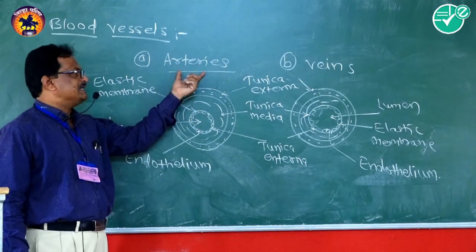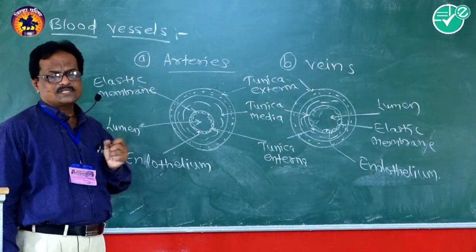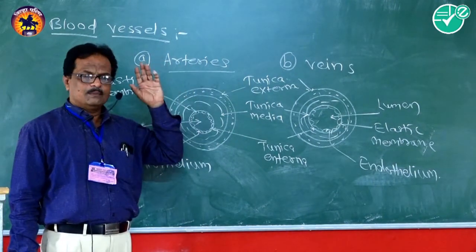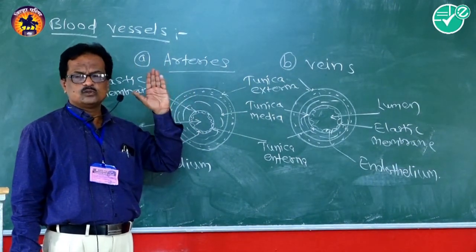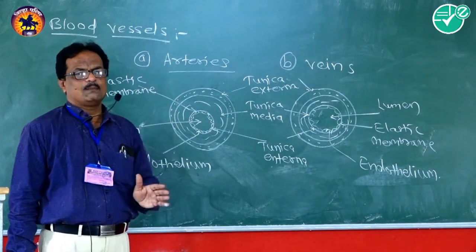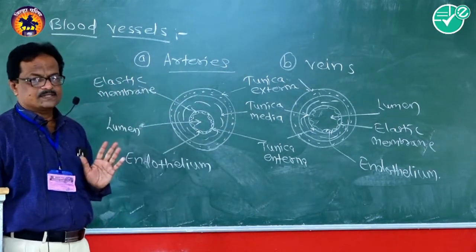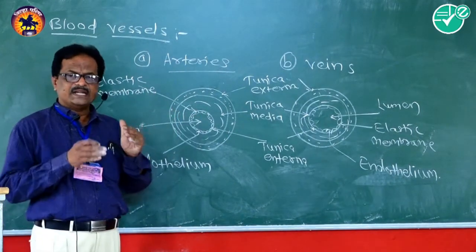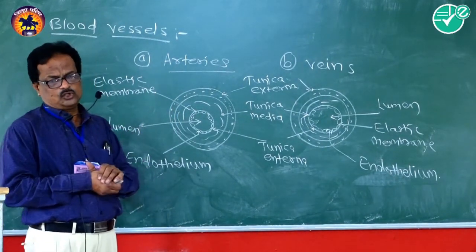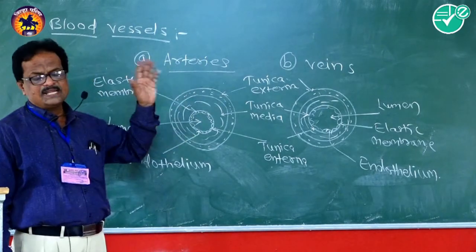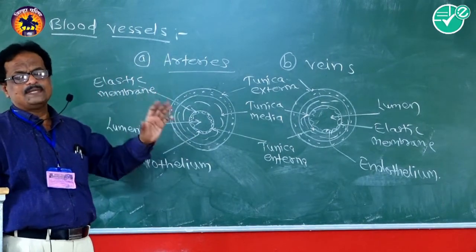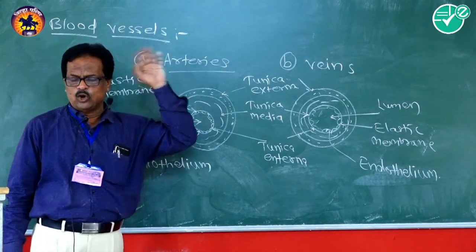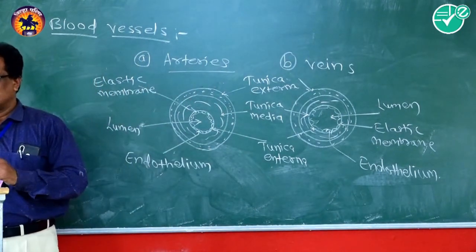So what are arteries? Arteries are the blood vessels which carry the pure blood, while veins are those blood vessels which carry the impure blood. Arteries are present deep inside the tissues or muscles, while the veins are present at the superficial part of the body, which means just below the skin.